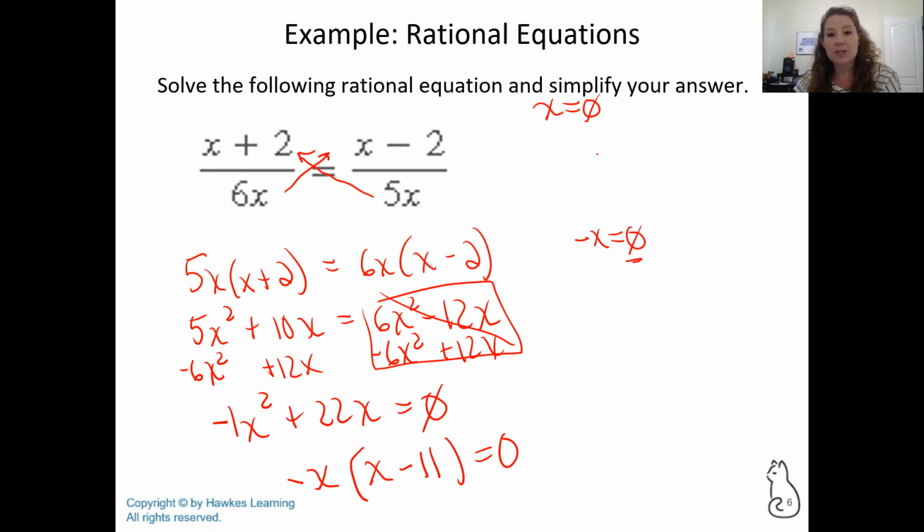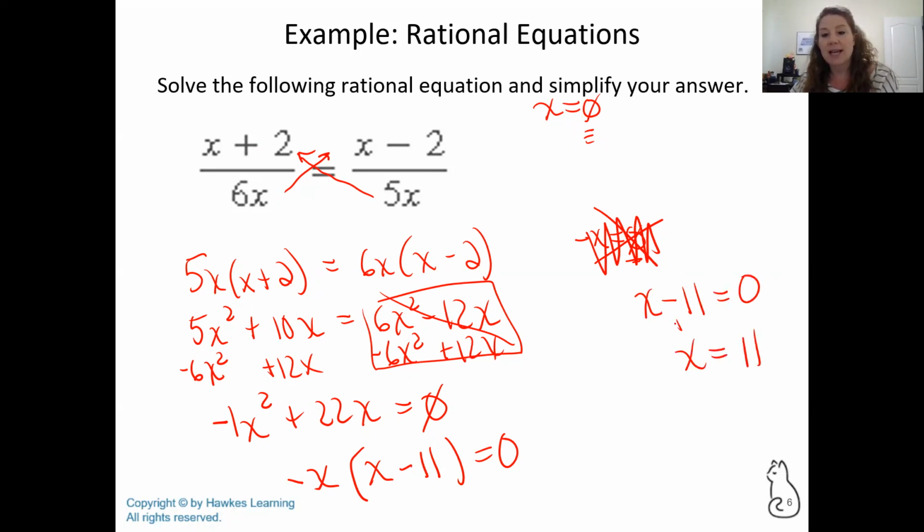Well, look, my restriction is that it can't be 0. So this goes away. That's not one of my answers. My only answer is x equals positive 11, because I would add 11 to both sides. So I eliminated one of my answers, right? My other answer is x equals 11. So if I put this in here, I'm going to say 11 plus 2 over 66, because 6 times 11 is 66. So 11, 12, 13. So I have 13 over 66.